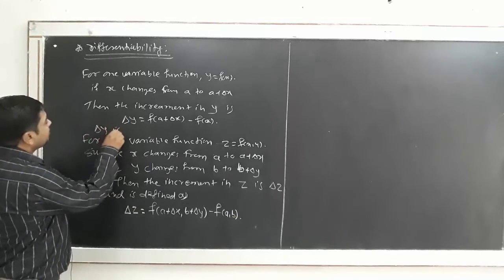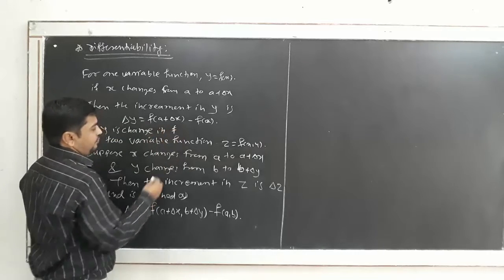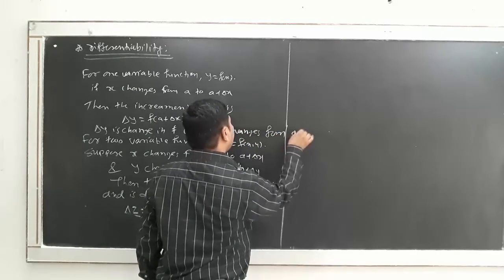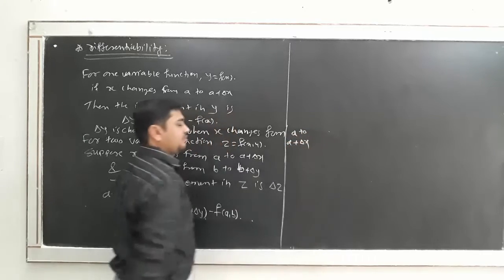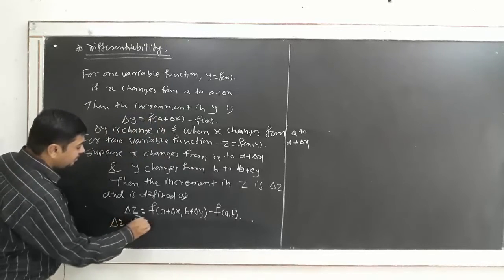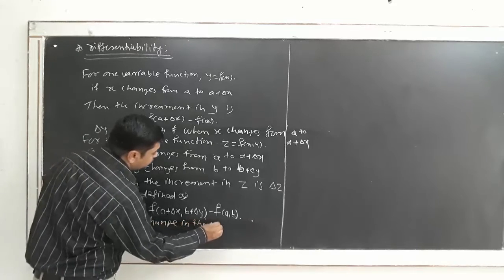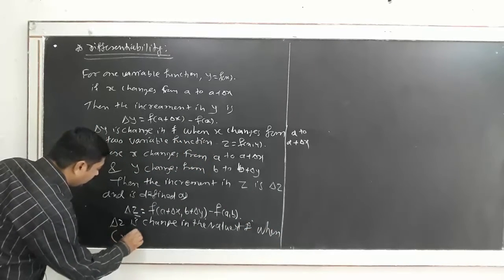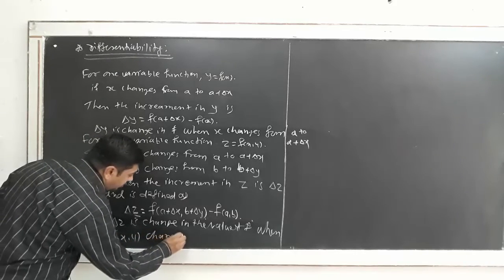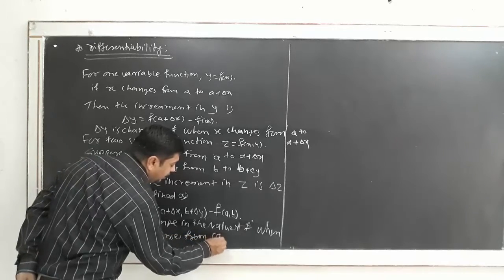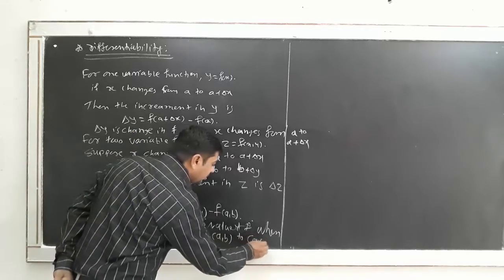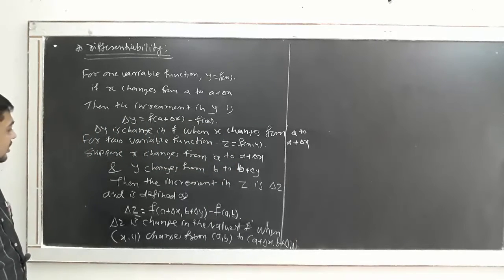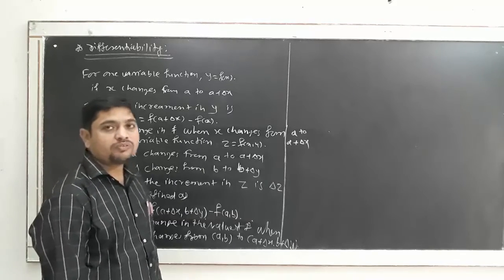What does it represent? This delta z is the change in f when x changes from a to a plus delta x. Similarly, this delta z is the change in the value of f when x, y changes from a, b to a plus delta x, b plus delta y. Okay, so this is the increment in z, and increments for one variable and two variables are defined.